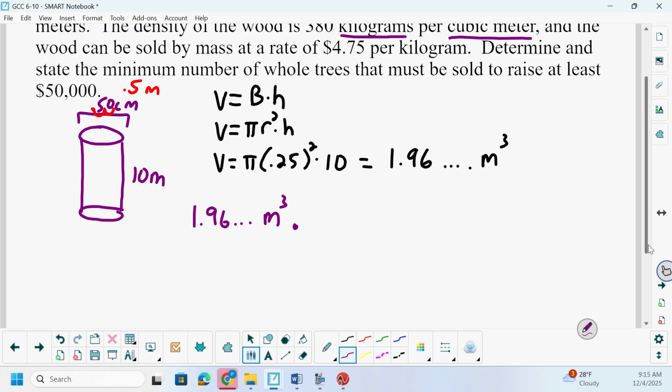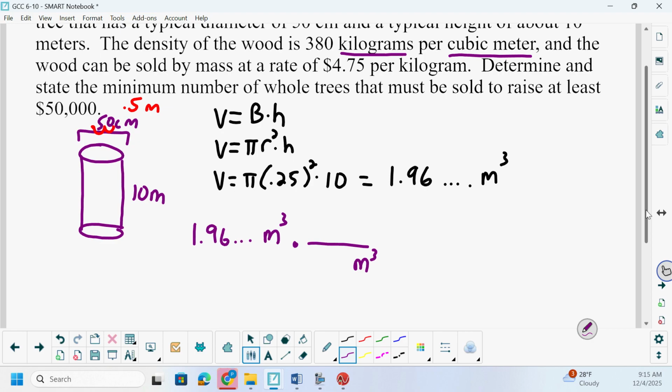To convert, we're going to multiply by a fraction. Meters cubed is currently in the numerator. So the next place meters cubed shows up has to be the opposite spot of the fraction, the denominator. We had 380 kilograms per cubic meter. That implies per 1 cubic meter. So 1 will go with the meters cubed, 380 will go with the kilograms. At this point, we've got meters cubed in the numerator and meters cubed in the denominator. The meters cubed units would wipe out. If we were to multiply this, we would get a kilograms answer. But we want a dollars answer, so we have to keep converting.